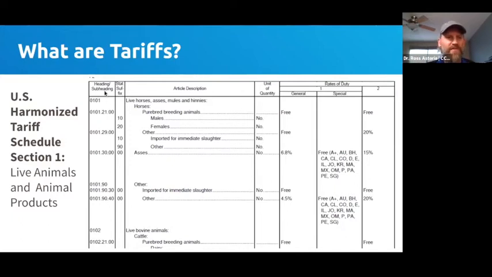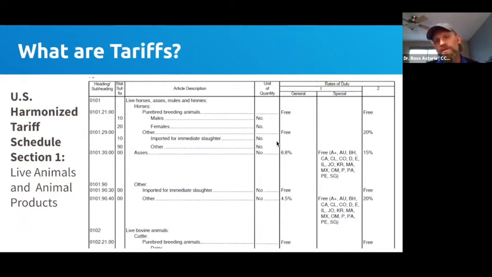Just the very first page, under animals. It's all alphabetical. I just want to show the different columns. On the left, the two columns are a heading and subheading, a numerical identifier of the product, and an article description. So you've got live horses, asses, mules, hinnies, different types of horses, purebred breeding animals, divided by gender, or sex rather, and so on and so forth. And then you can see the unit of quantity.